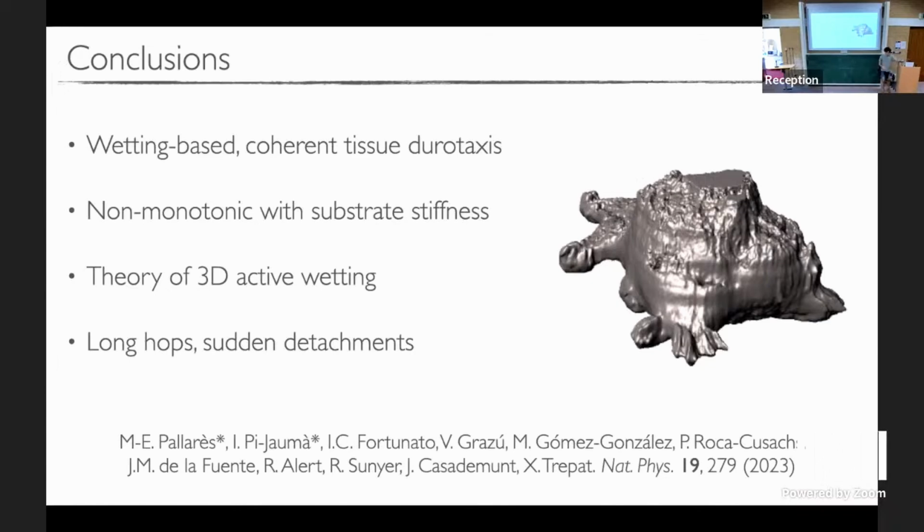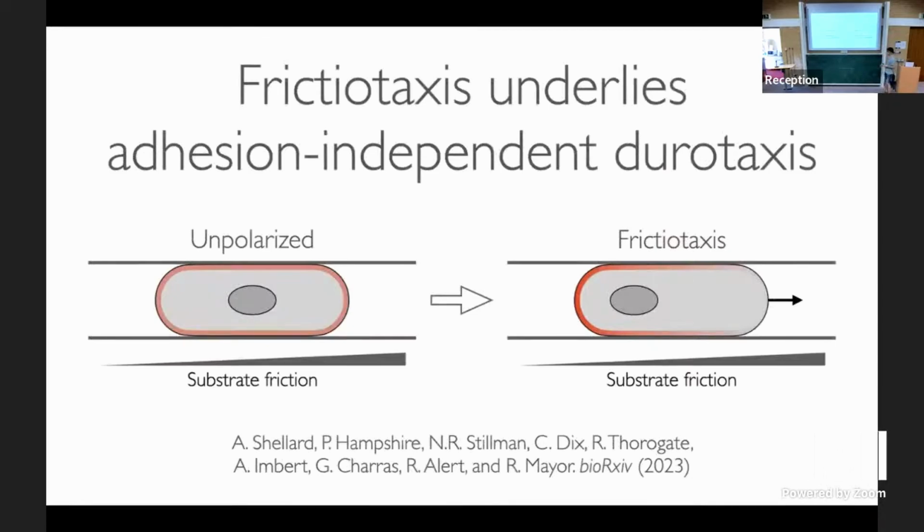So then I wanted to talk about frictiotaxis. The idea here is again to think about durotaxis, but now for cells that do not adhere to the substrate. What I'll show you is that cells that migrate with an adhesion-independent mechanism can still perform durotaxis. What we think is that what they actually do is frictiotaxis instead, so that they are guided by friction rather than stiffness.